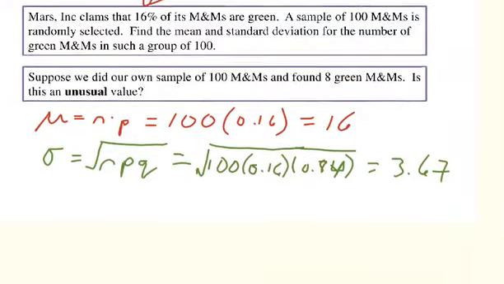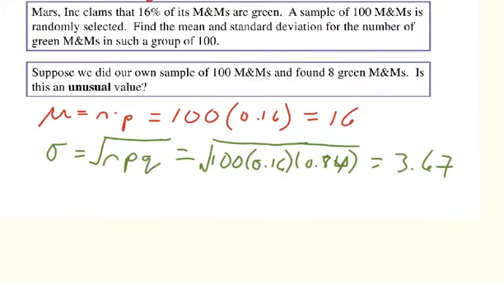So we've calculated the mean and standard deviation. The last thing to do is the second question. Suppose we did our own sample of 100 M&Ms, found 8. Is this an unusual value? Well, let's calculate the maximum and minimum usual value. But notice that if our mean is 16 and we get 8, we really have to only consider the possibility of this being less than the minimum usual value.